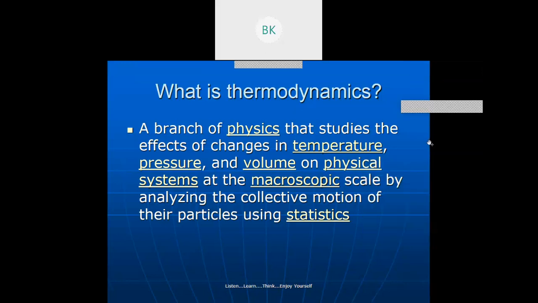So basically if someone asks you what is the meaning of thermodynamics, you will say it is the study of the effect of change of temperature, pressure, and volume. This is the simple thing actually.